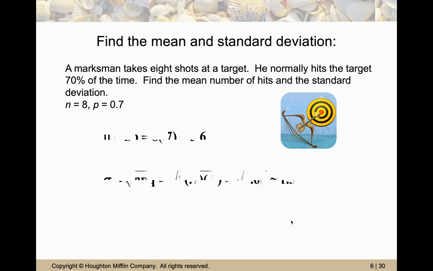All right, so for our situation with the marksman, our mean is going to be 8 times 0.7, so it's going to be 5.6. You don't want to round that. You want to put 5.6 because this is a theoretical value. And then sigma is going to be the square root of 8 times 0.7 times 0.3. So the square root of 1.68 is 1.3.